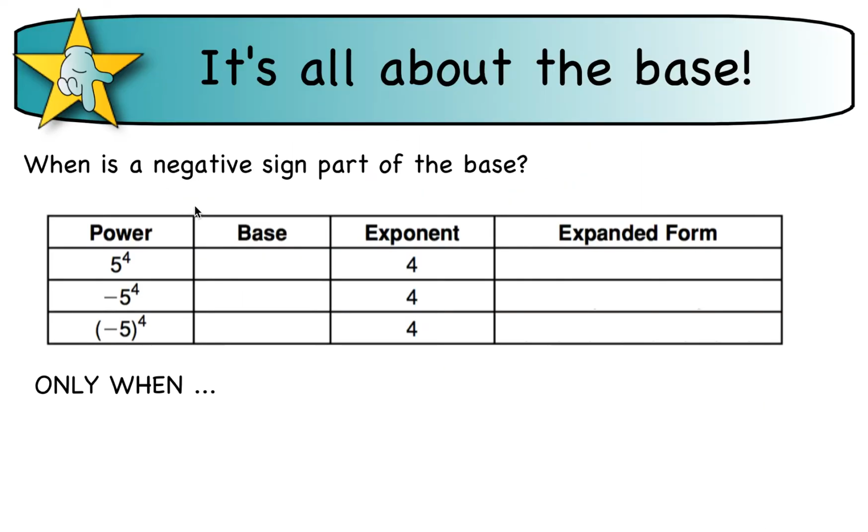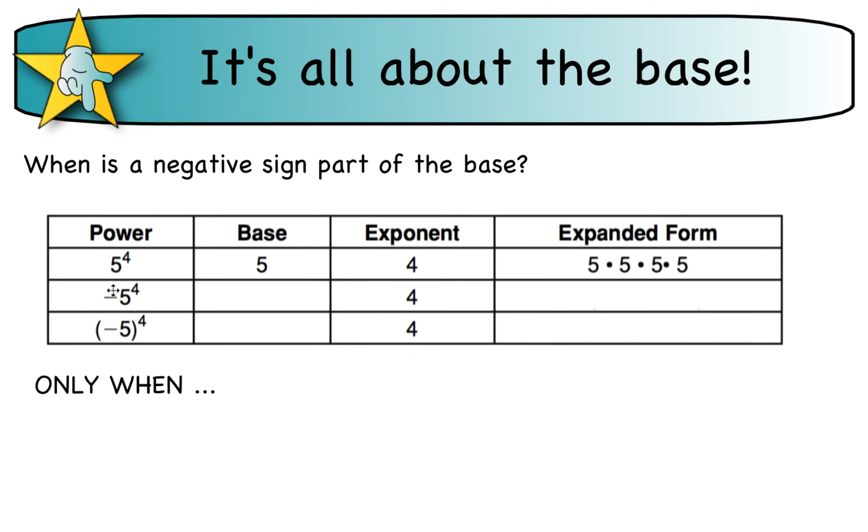So we talked about this in a previous lesson. The question for you is, when is a negative sign part of the base? So if I have 5 to the 4th power, what's the base? Well, the base is 5, and the exponent on all of these is 4. So I had that filled in for you. Expanded form means it's 5 times 5 times 5 times 5.